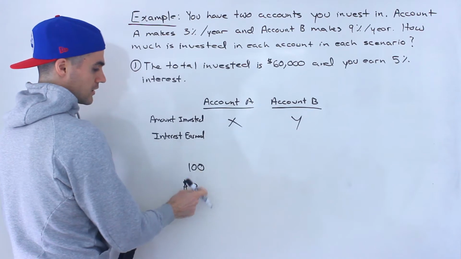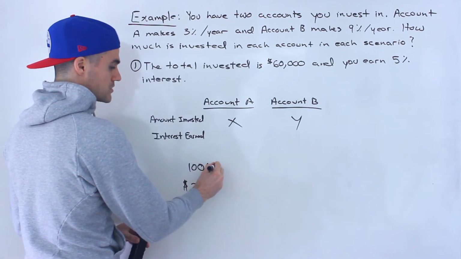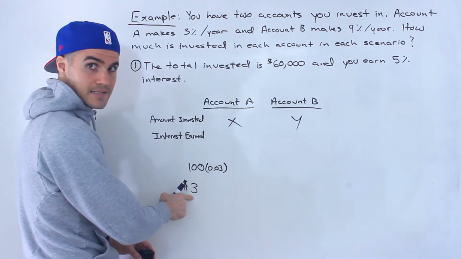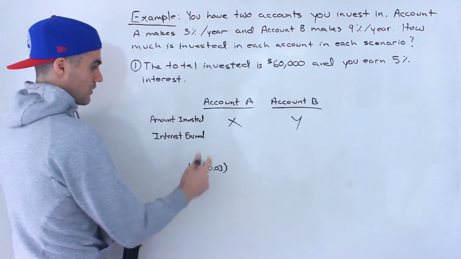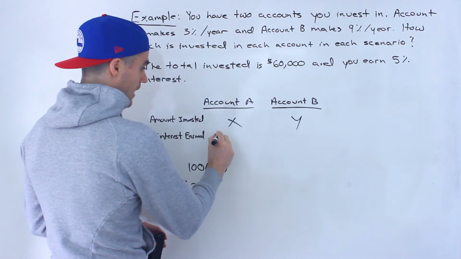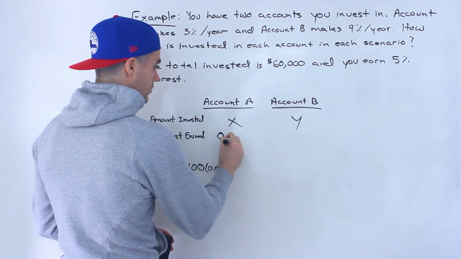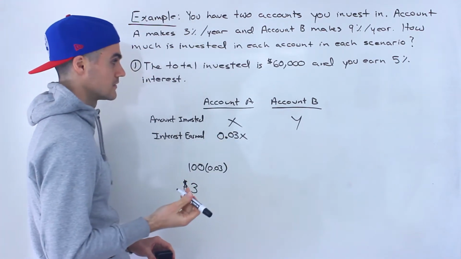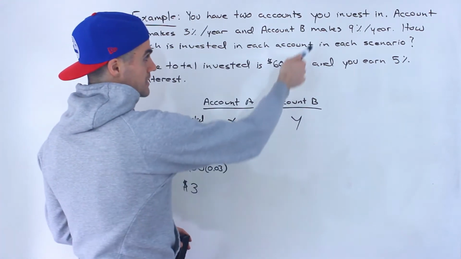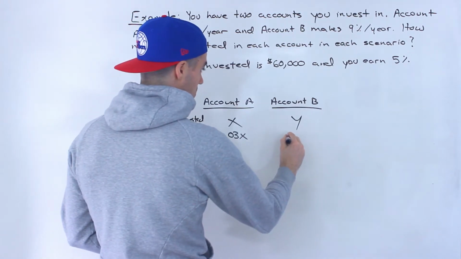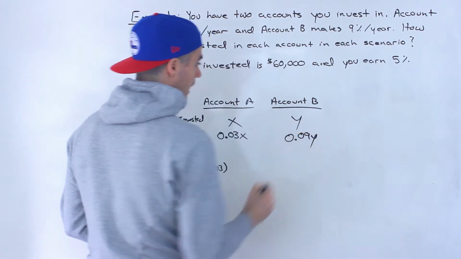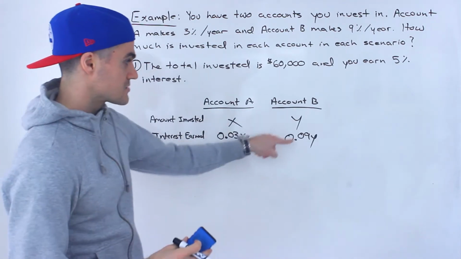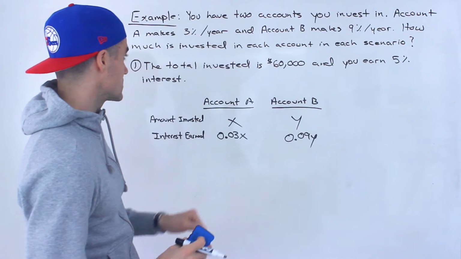And how do we go from here to here? Well, we just took this and multiplied it by 0.03. Or if we invested 200, multiplied by 0.03, we would get 6 over here. So with that, the interest earned in account A, the expression is going to be 0.03 times the amount that you actually invested. And then same thing with account B, except account B makes 9% interest per year. So that's going to be 0.09y, like that. And so we're going to be using these expressions for each of these scenarios.